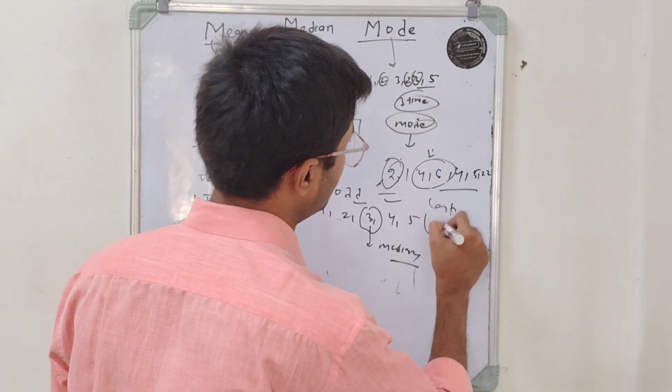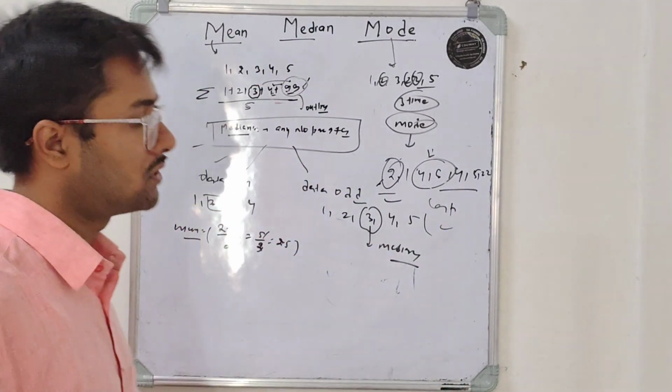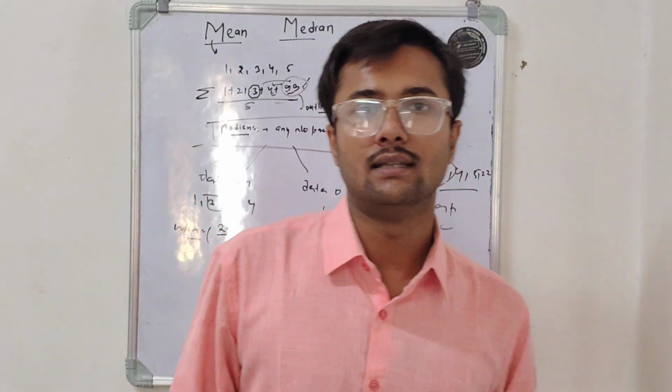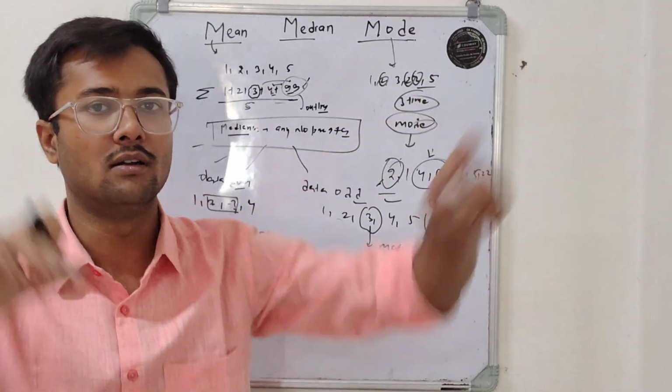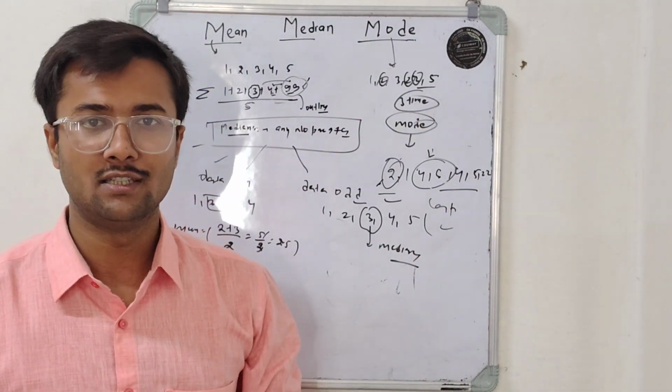So mean, median and mode are the three measures of central tendency that they ask in your exam and also in your NEET PG exams.